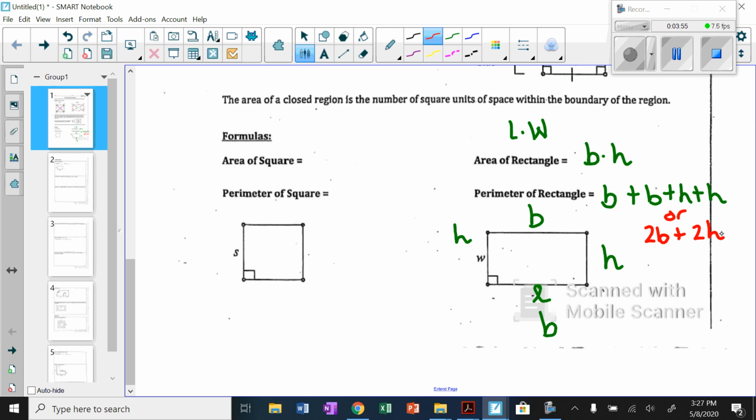Now a square is a rectangle. So base times height also works for a square. But in a square, your base and height and all your sides are the same. So the area of a square, instead of saying base times height, we're just going to say one side squared. And the perimeter, since all the sides are the same, is going to be side plus side plus side plus side, or 4 times the length of one side.